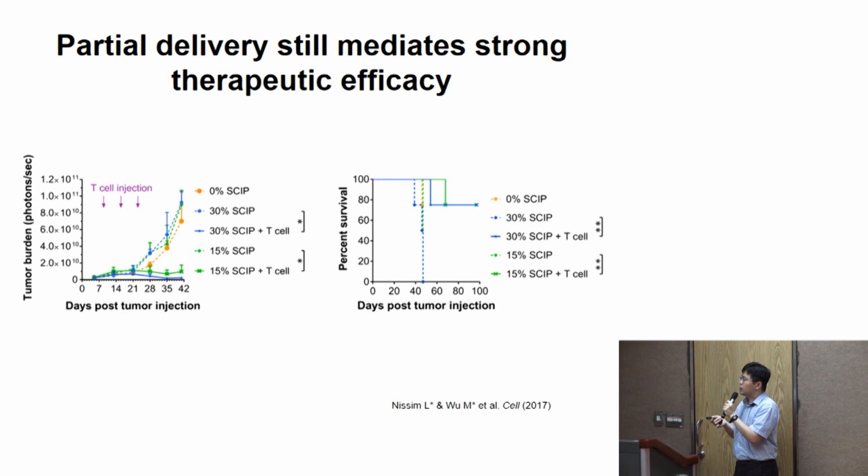The dotted lines are the controls, where tumor is without circuit, or with circuit but no T cells. We can see tumors grow aggressively. And the solid lines are the therapeutic groups. For example, the blue line is when only 15% of tumor cells have our circuit, and with T cells, we can observe significant tumor reduction, and this reduction also translates to long-term mouse survival. And this is really very exciting to us because 15% delivery in vivo in humans is possible.